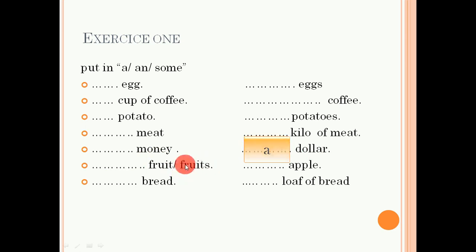Fruit can be countable or uncountable. In very few cases we can say fruits, in some rare cases we say fruits. Okay, so we say some fruit, and an apple. Bread is uncountable, we say some bread. Loaf, meaning baguette, is countable, we say a loaf of bread.